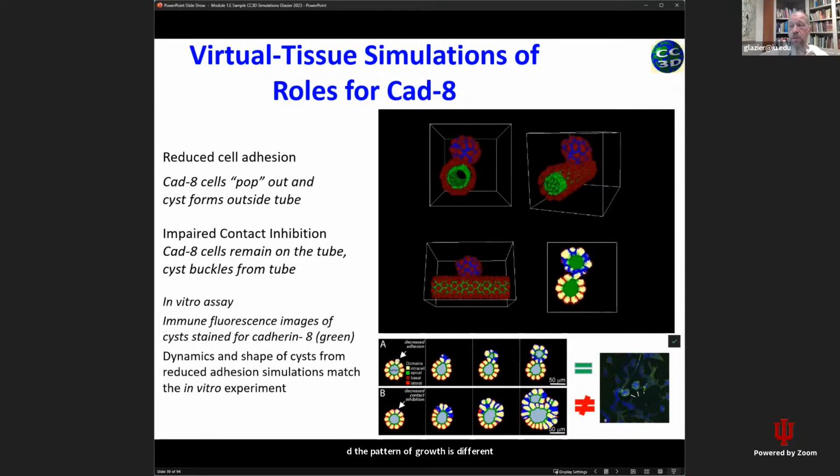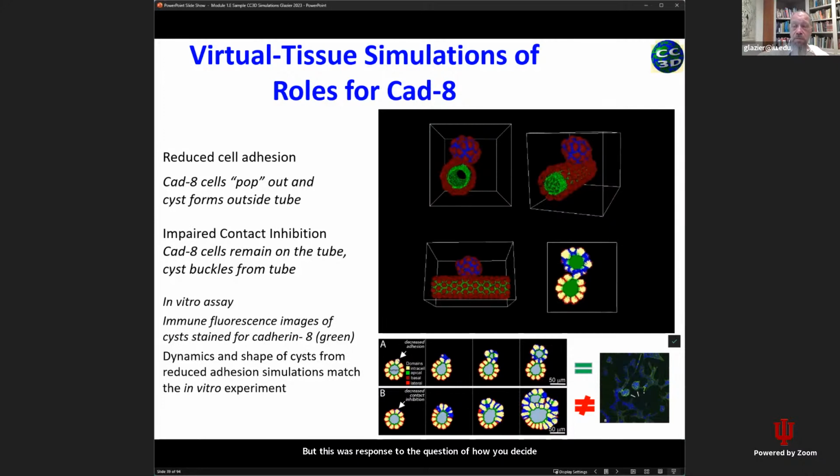And in the experiment, you can see that the pattern of growth corresponds to the decreased adhesion case, much better than to the decreased contact inhibition case. In vivo, in patients, there's actually a spectrum of these, and you probably have patients in which one factor is dominant, and some in which the other factor is dominant. But this was a response to the question of how you decide what's meaningful of a simulation.